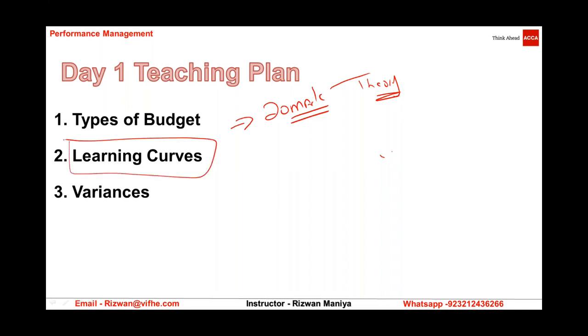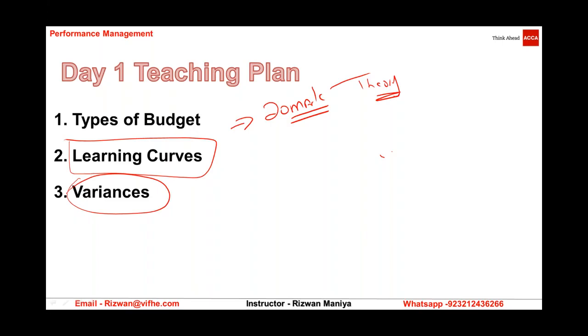Learning curves. This is the heart of F5. Learning curve is one of the most predictable areas, because learning curve gets connected to so many topics in PM. Whenever it's labor, you can expect learning curve to come. And then we will be discussing the variances today. So we will start the discussion of variances as well, and that will continue tomorrow.